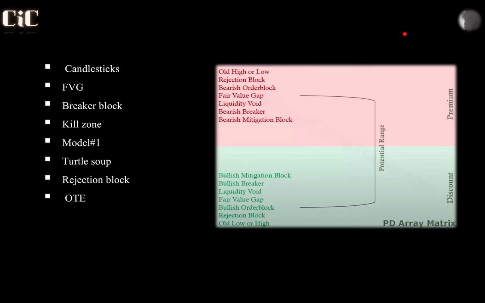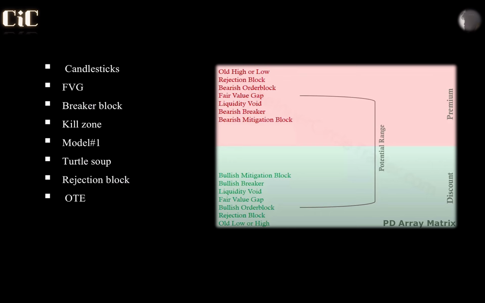On the right side, we have the PD array matrix with all the different key levels that we look for before entering a trade. Of course, in this hierarchy, the strongest key level or PD array is the bearish breaker and the bullish breaker. The breaker is the strongest PD array, and you better have a notebook at hand, writing down everything I'm saying.